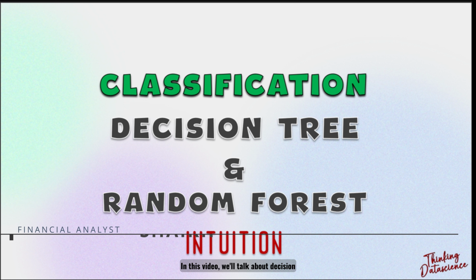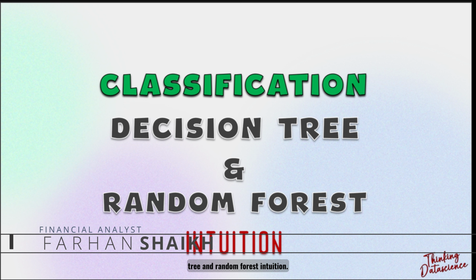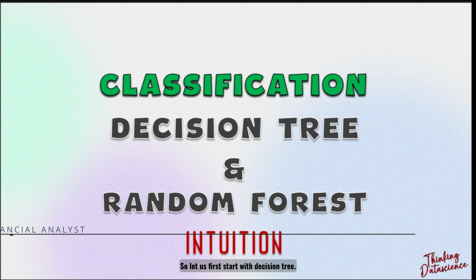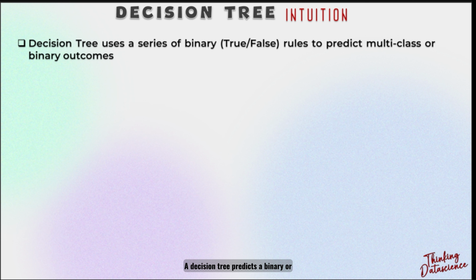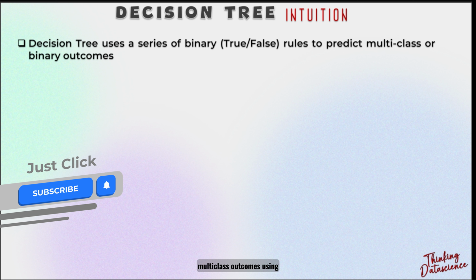In this video, we'll talk about decision tree and random forest intuition. So let us first start with decision tree. A decision tree predicts a binary or multi-class outcomes using a sequence of true-false or yes-no rules.